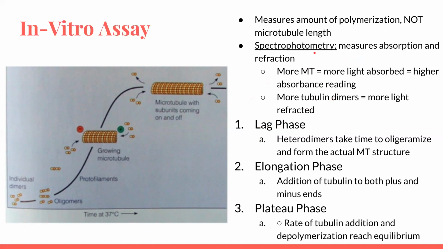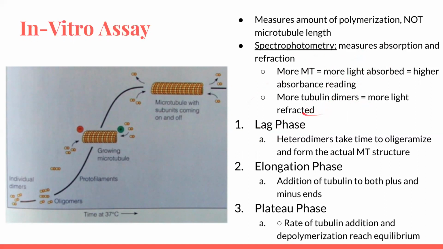You might have used these in a Bio 153 lab or maybe Orgo lab if you've taken that yet. A spectrophotometer measures absorption and refraction. So if you have more microtubules in the test tube, whatever you're using, then more light will be absorbed. If there's a lot of microtubules in the test tube, the microtubules will absorb the light and you'll get a higher absorbance reading.